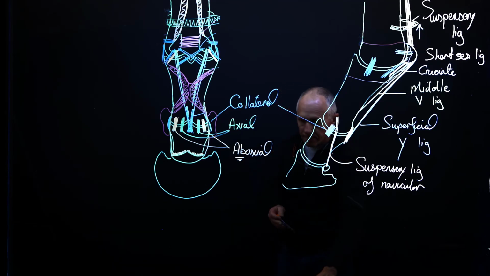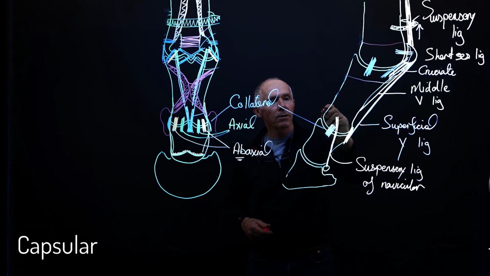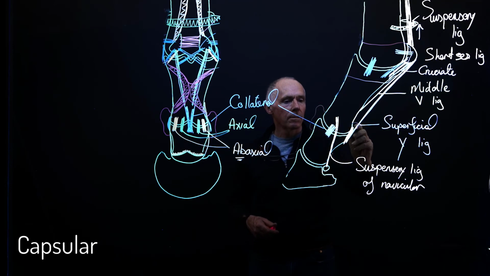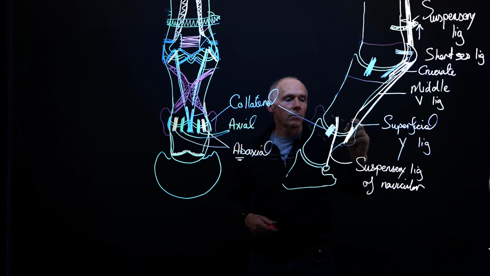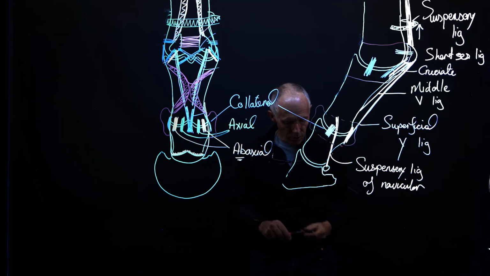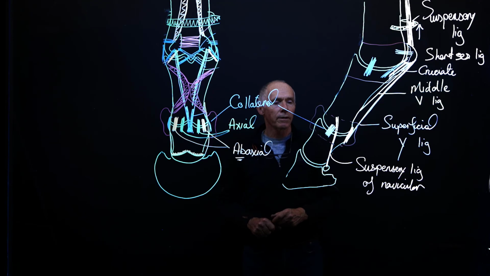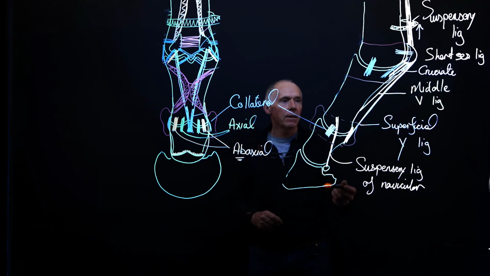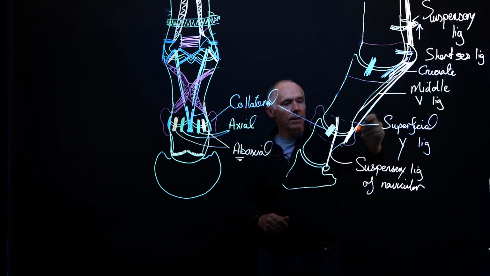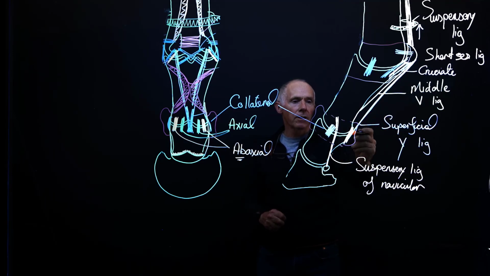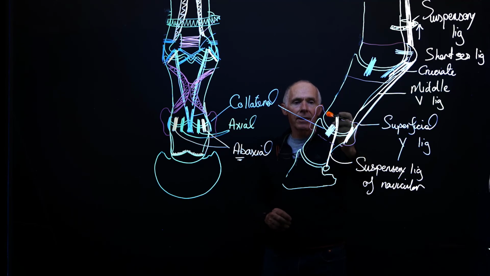We have the capsular ligament. Again, it's a rubber boot that encloses the whole joint, contains the synovial fluid in the joint cavity. So we'll begin with the distal portion of the superficial sesamoidean. We have the collaterals, we have the axial and the abaxial pair of ligaments, and then we have the capsular ligament and the suspensory ligament of the navicular bone are all involved in this joint.